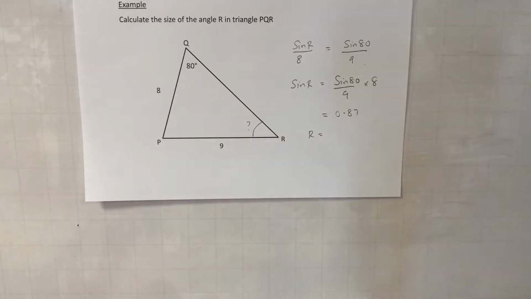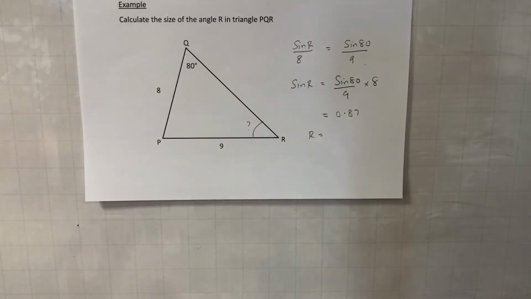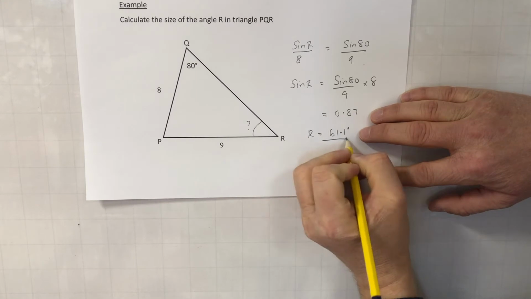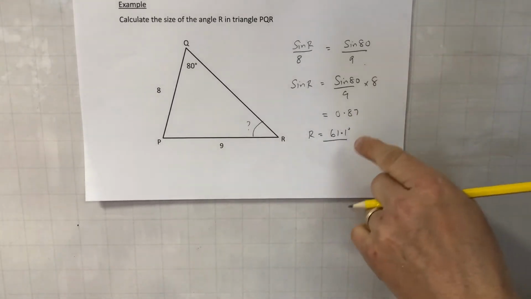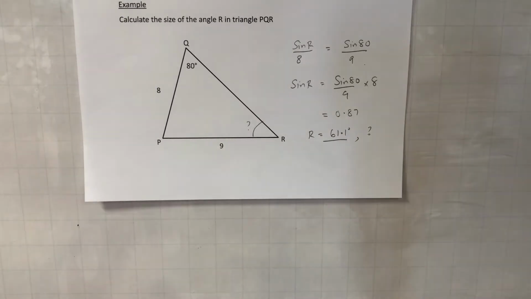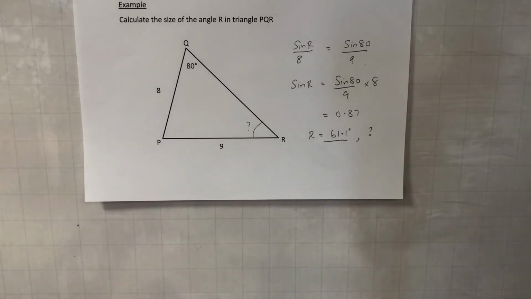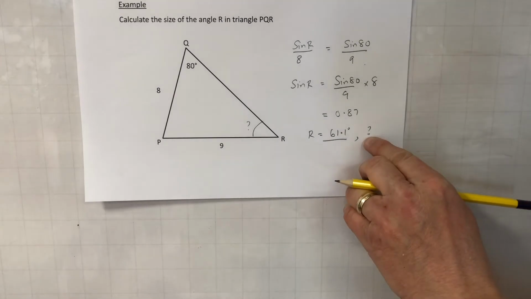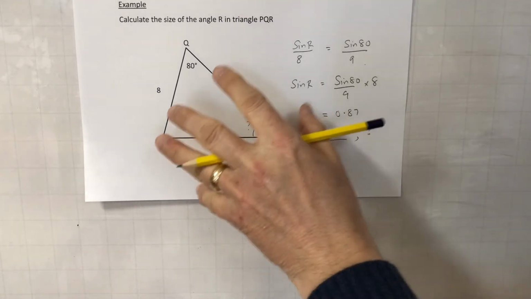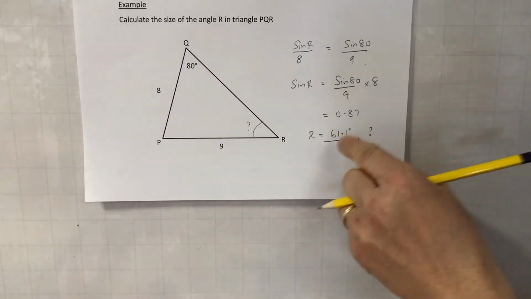So if we now do shift sine, shift sine gives us an answer of 61.1 degrees. Now at GCSE you would have stopped there. What you've got to check though is whether or not you can have the alternative. Well, from the previous setup, if I do 180 degrees minus 61.1, the other angle is suggesting this angle could be 118.9, though here that triangle, that information produces just that answer.